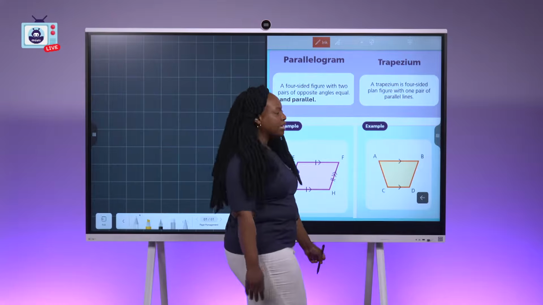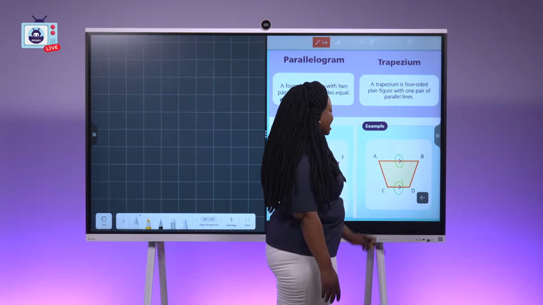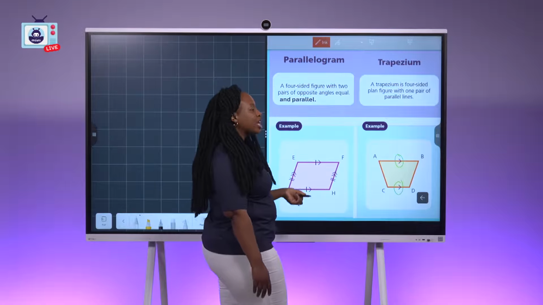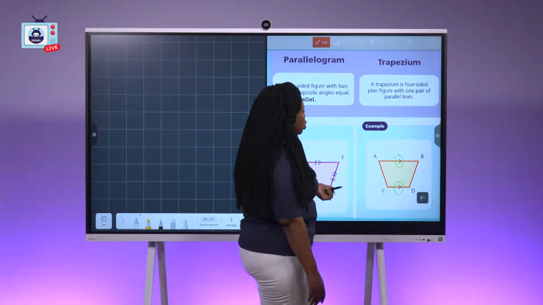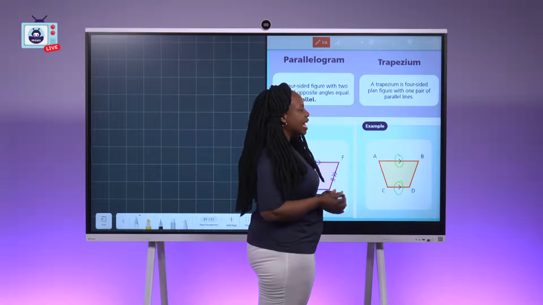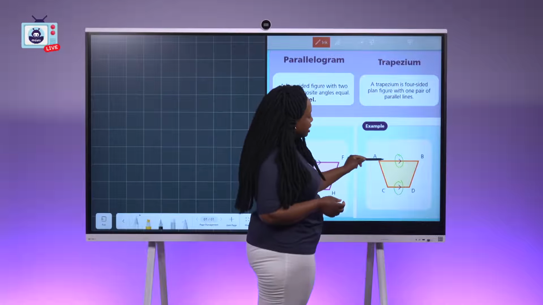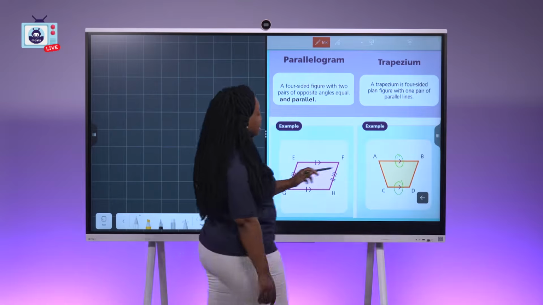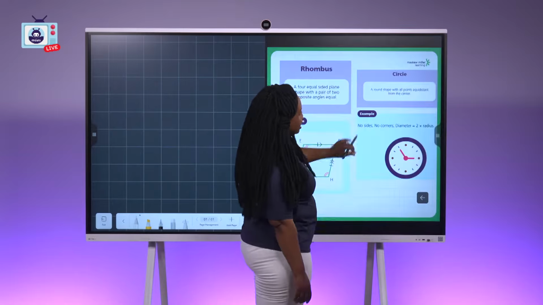Then we have a trapezium, which has one pair parallel. So there are no equal sides at this point, unless it's a special trapezium, which is called an isosceles trapezium, which will have opposite sides that are equal. So in this case, what we are saying is that we have opposite sides that are parallel for the trapezium, and this is how it looks. Okay, so that is the one property that it has.